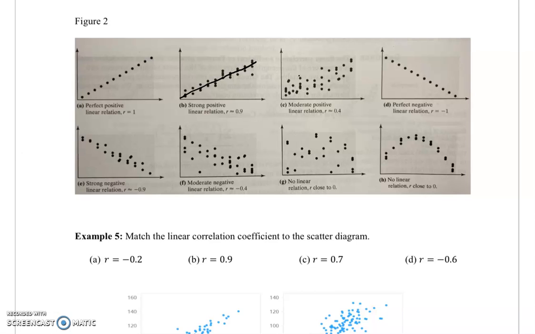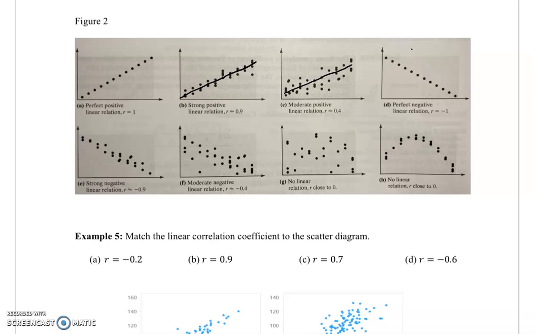When we get to C, if we try to draw a straight line through there, you can see that the points are much further away from that line. So that's a moderate positive linear relationship, and its R value is around 0.4.